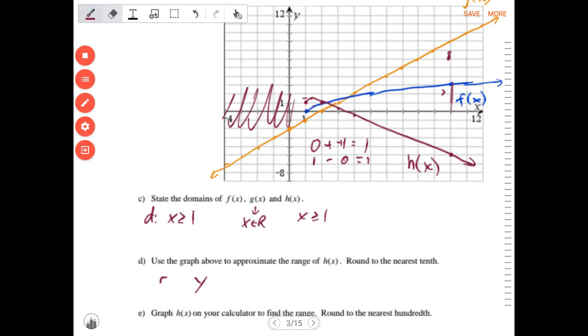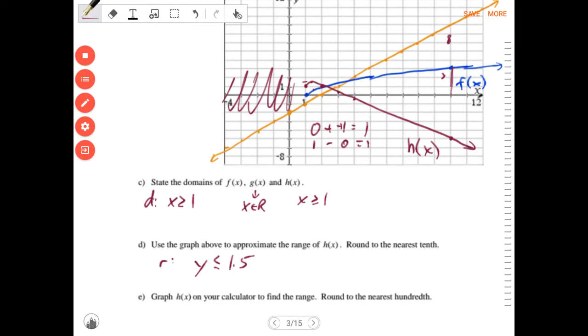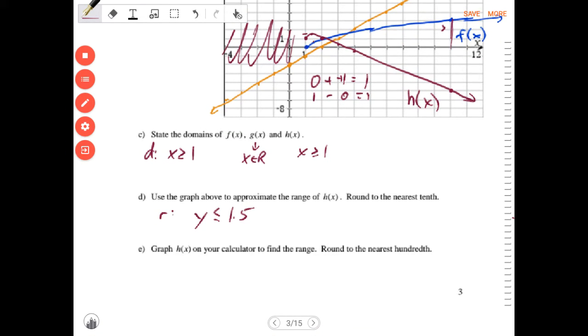Sorry guys, I kind of zoomed in so the writing isn't clear. Okay, so y, the range is less than or equal to, well, whatever that number is. On our graph, it kind of looks like 1.5-ish. Okay, we said round to the nearest tenth, maybe 1.4. Okay, it's kind of hard to read on these ones, which is why I'm going to have you graph h of x on your calculator and actually find the range to the nearest hundredth. So find that top point.